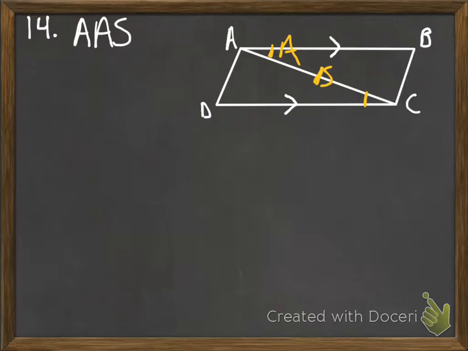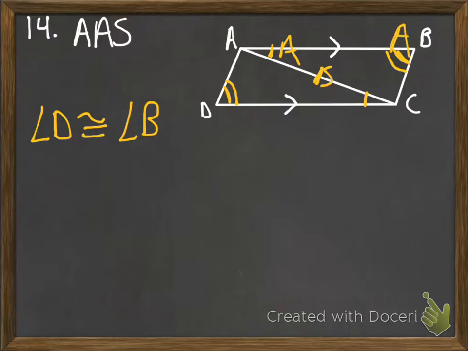So then we're going to have to go to the next available angle, which is angle B. If we go down to the bottom, that would be angle D. So what we need to know, what additional information we need, is that angle D is congruent to angle B. I should put two lines on both of those. D and B are congruent. Now we have angle, angle, side.